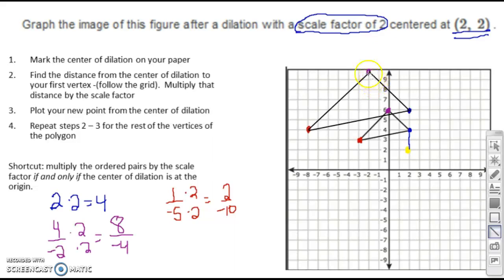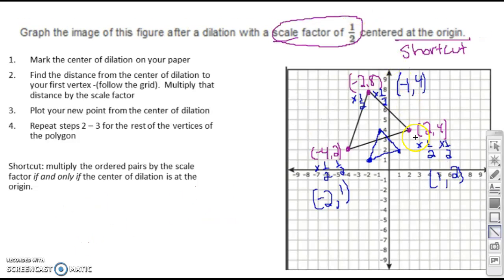So let's go back and double check this. Connect purple to purple, connect blue to blue, and connect red to red. And notice all 3 of those intersect at the center of dilation. You could do the same thing for all of them. So this is just a really great way for you to check your work. And they all intersect right there, which was at the origin.